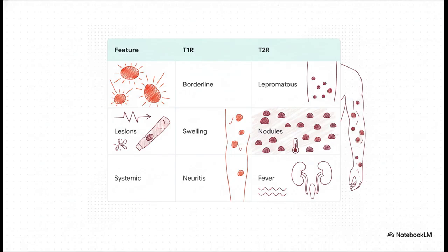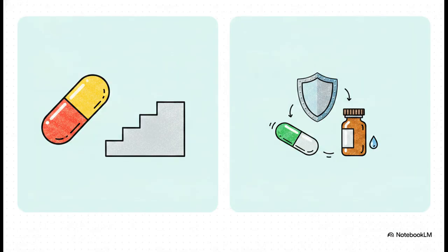That's your key differentiator. Because the underlying mechanisms are so different, the pharmacological management is vastly different too. For a type 1 reaction, you're going to treat with high-dose prednisolone, usually 40 to 60 milligrams, and then taper it off super slowly over about 20 weeks. But for a type 2 reaction, thalidomide is actually the most effective treatment here, alongside prednisolone. You'll also use clofazimine at a higher dose for a month just to prevent that ENL from coming back.